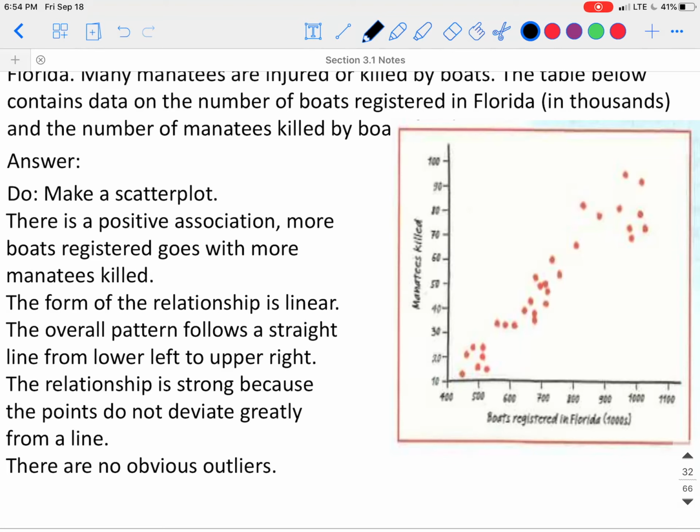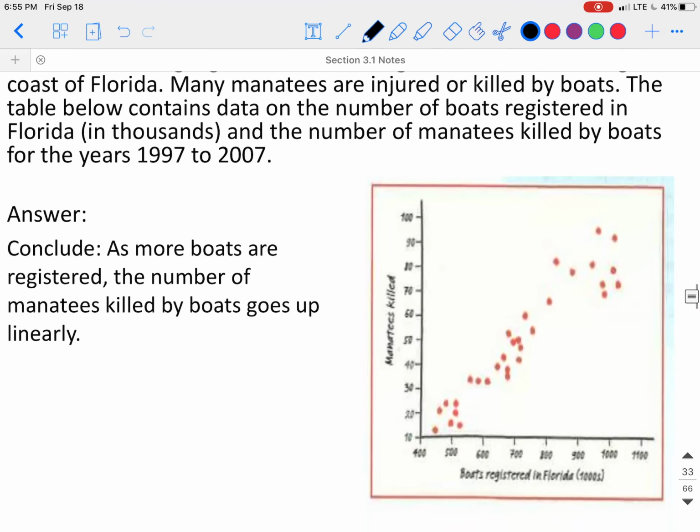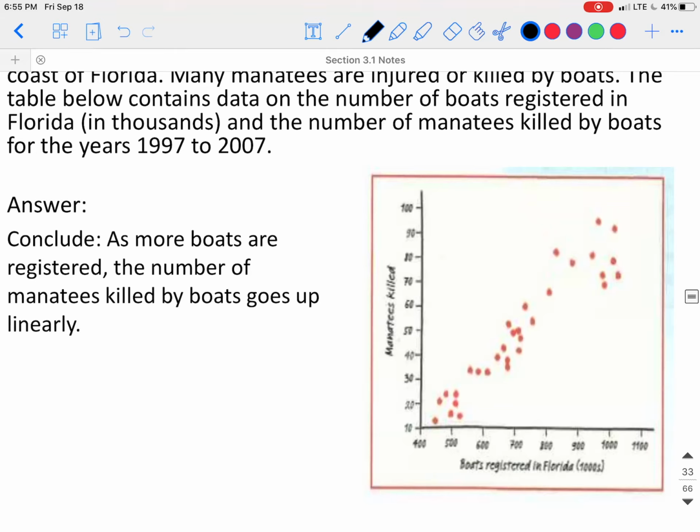So there seems to be a positive association, which means the more boats that are registered, the more manatees that are killed. The form does seem to be linear. It is going from the lower left to the upper right. The relationship is pretty strong. They are pretty close to that line. And there does not appear to be any outliers. So now we need to make a conclusion. So our conclusion could be, as more boats are registered, the number of manatees killed by boats goes up linearly.